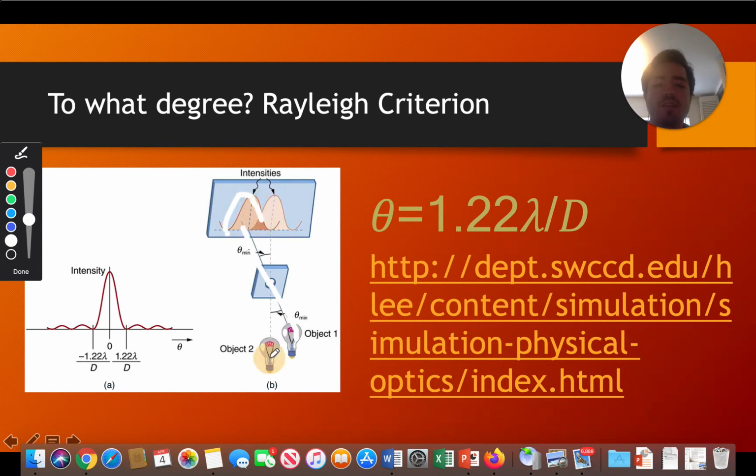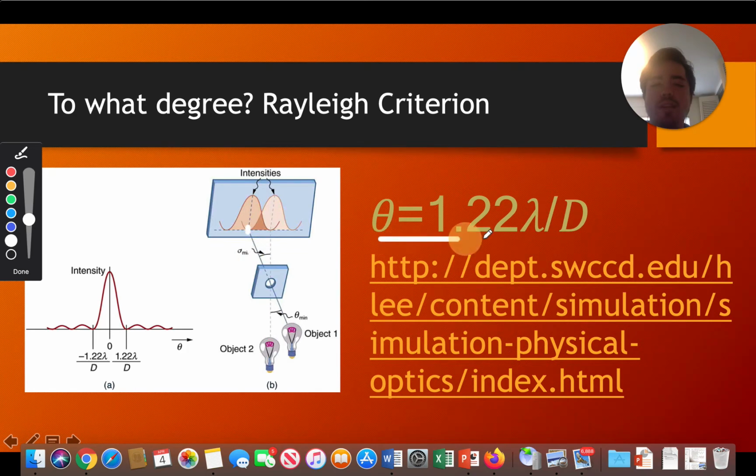And then the second option: an object also creates central maxima. The only way they're resolvable is by having a distance or an angle where the trough of the central maxima of one intensity source meets up with the peak of the other intensity source. When that happens, we know that we have our minimal angle.